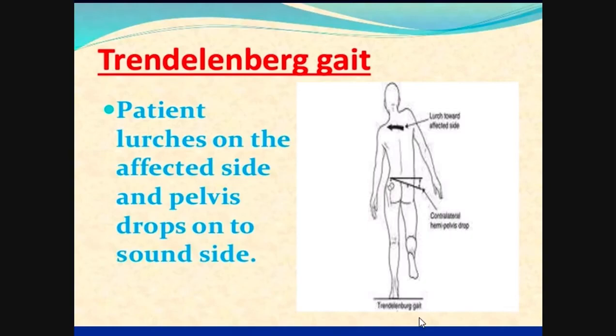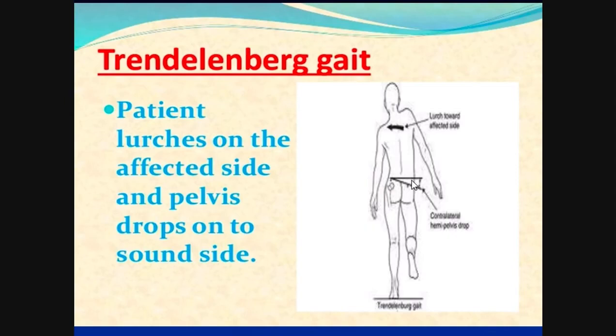What about the Trendelenburg gait? The patient leans on the affected side and the pelvis drops on the sound side, as you see in this picture. When the patient starts to load the affected side, the trunk leans to the affected side and the gluteal area of the other side drops, usually it rises up. And we will take it in the Trendelenburg test to be more clear. This is called the Trendelenburg gait.